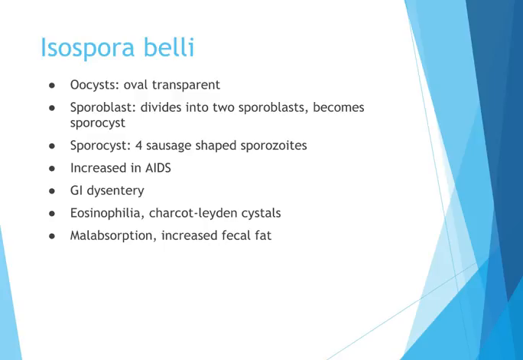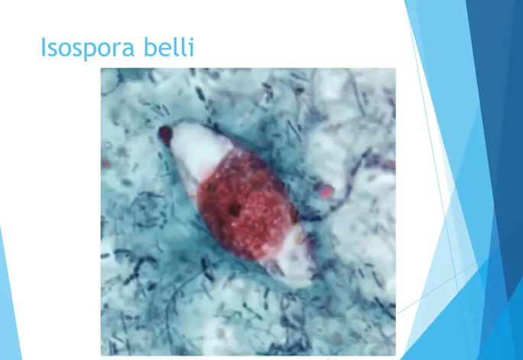Okay, Isospora belli is oval and transparent. It has several stages. The sporoblast will divide into two sporoblasts and it becomes a sporocyst. The sporocyst has 4 sausage-shaped sporozoites that are surrounded by a 2-layered cell wall.